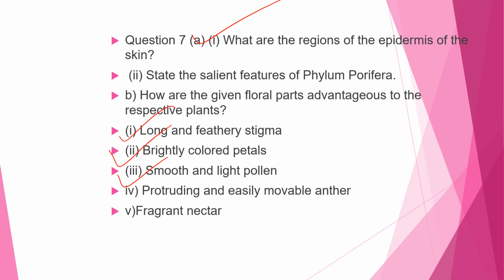Next comes the protruding and easily movable anther, which sheds pollen even on the slightest wind movement. Now a fragrant nectar attracts insects for pollination. Okay, this nectar is attracting insects for pollination. So this is all for the solution of this sample question paper for 9th.